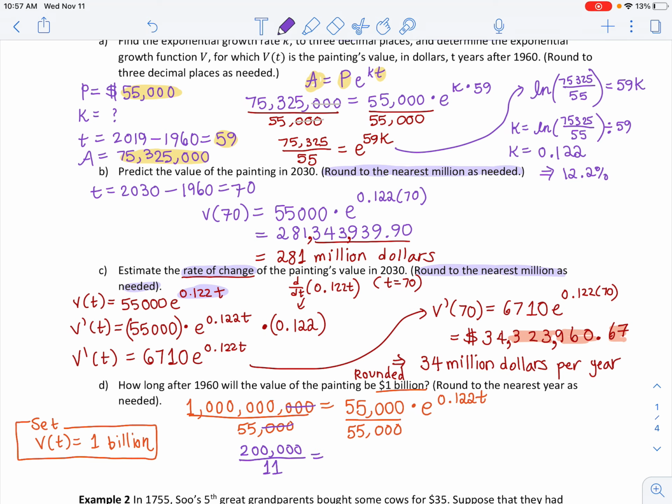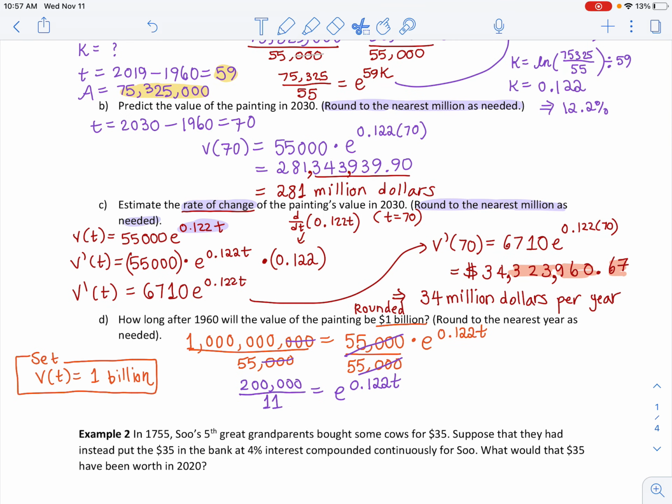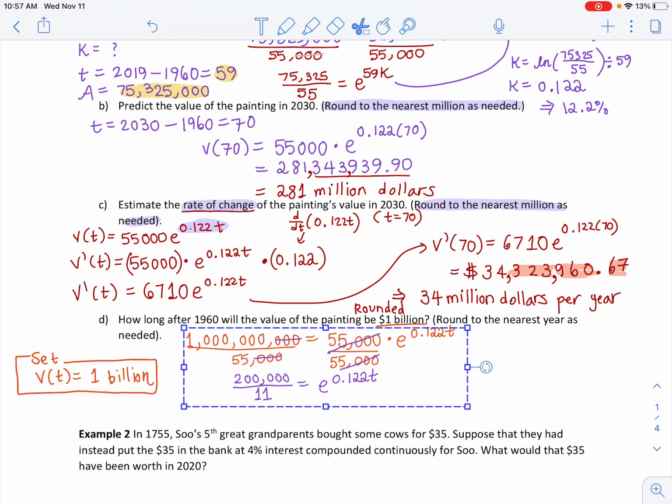We don't really have to reduce the fraction. All right, but this is canceled out. I have e to the 0.122t. Okay, now let us go ahead and take the natural log of both sides.